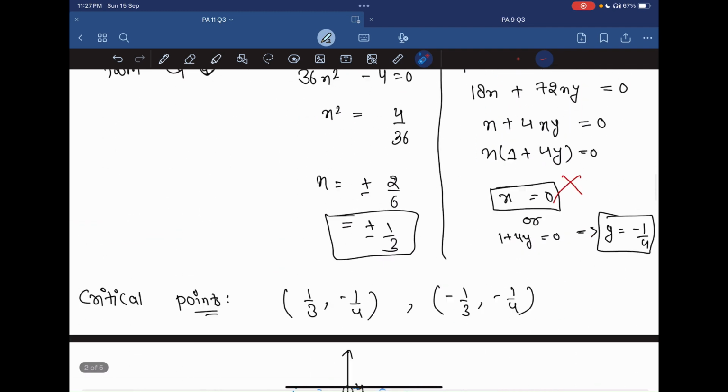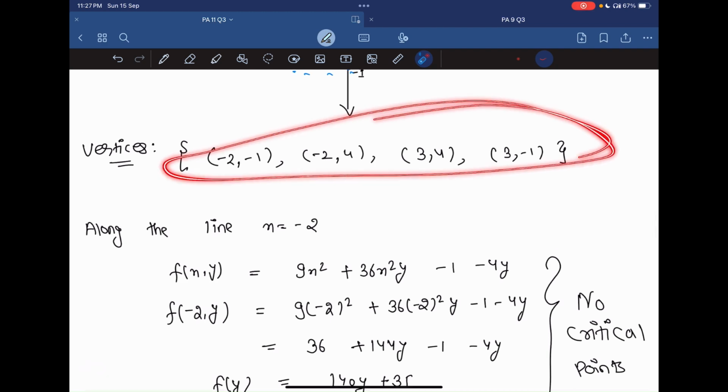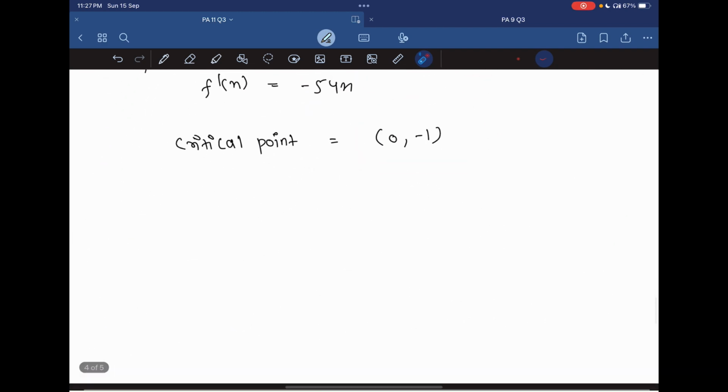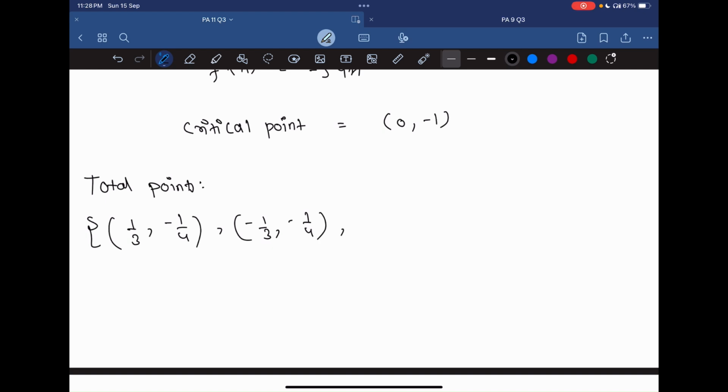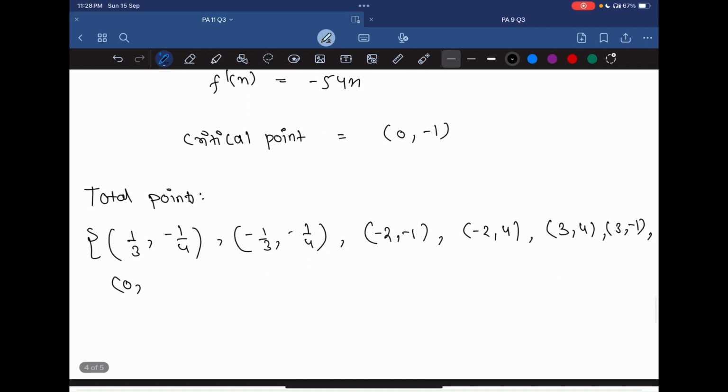So the total points that we have to consider is these two critical points that we got from the function, these four vertices, and these 2 points that we got here. So total points are 8. 1 by 3 comma minus 1 by 4, minus 1 by 3 comma minus 1 by 4, minus 2 comma minus 1, minus 2 comma 4, 3 comma 4, 3 comma minus 1, 0 comma 4 and 0 comma minus 1.